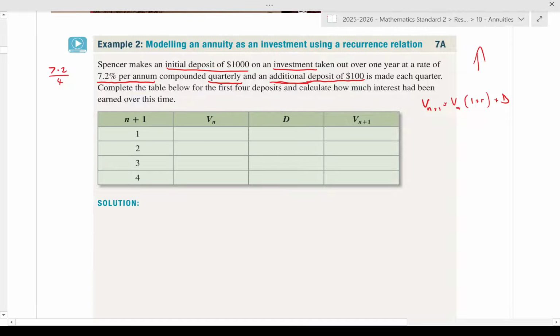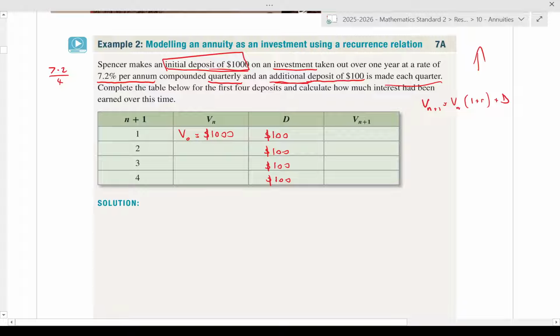So Vn, if n plus 1 is 1, then we must be starting with V0, the initial value. So our initial value is going to be $1,000, and we got that from there. That's our initial deposit. Then the additional deposit that he's making, we get from here, which is $100. That deposit is happening each quarter, so it's going to be the same the whole way down.